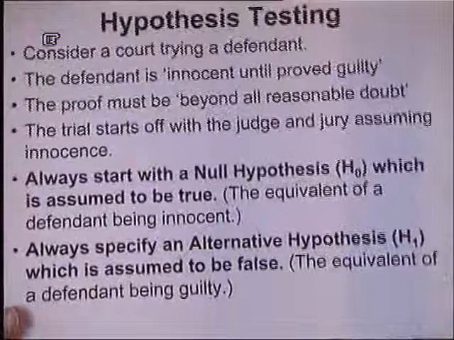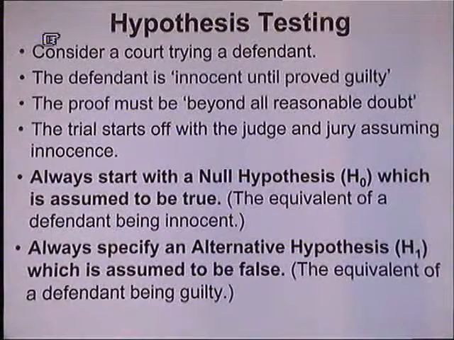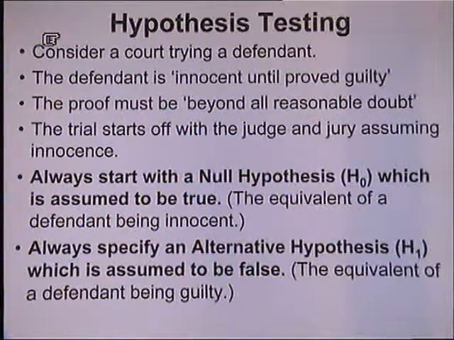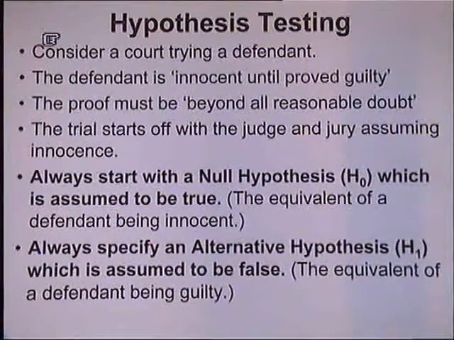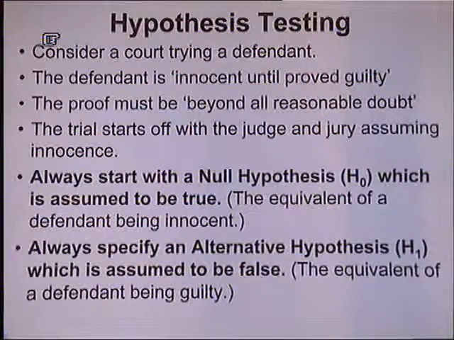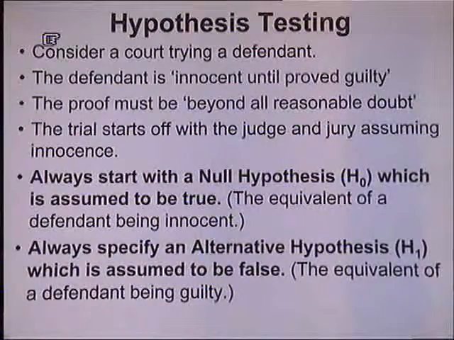And if we have a null hypothesis, we've always got to think as well of what they might be guilty of. And what they might be guilty of, in our stats speak, is called the alternative hypothesis, which is assumed to be false to start with, unless we find evidence that it isn't false. So the alternative hypothesis, which we denote H1, is the equivalent of him being guilty.